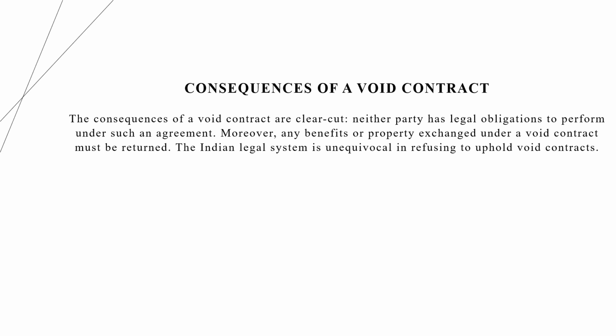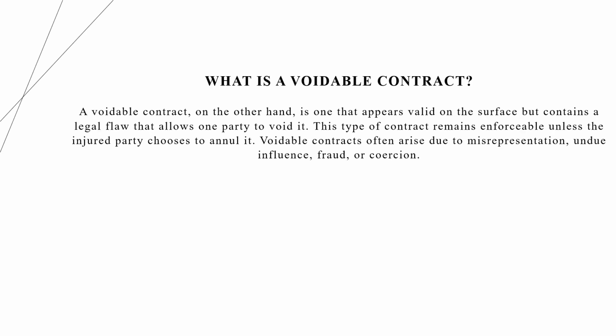What is a voidable contract? A voidable contract is a fundamental concept in Indian contract law representing a critical distinction from void contracts. Unlike void contracts, which are considered null and void from their inception, voidable contracts initially appear to be valid and binding. These contracts are only rendered voidable under specific circumstances which typically revolve around issues of consent and fairness.